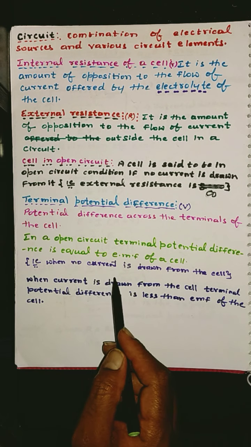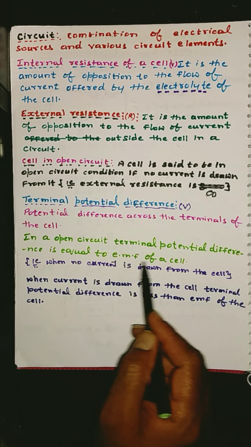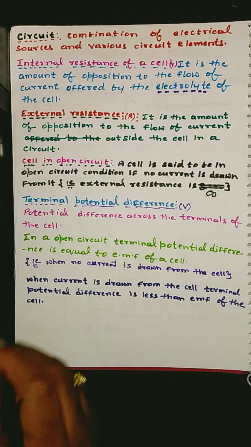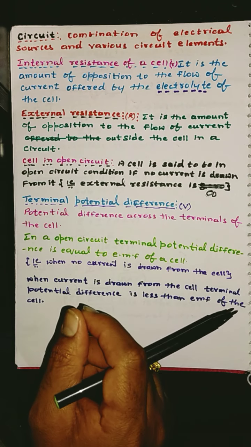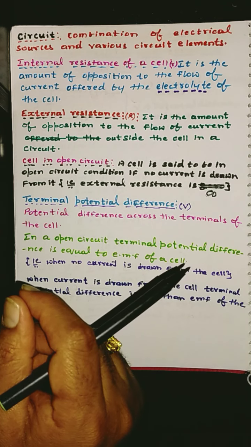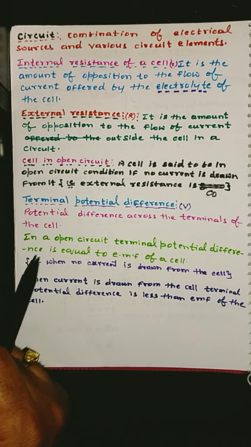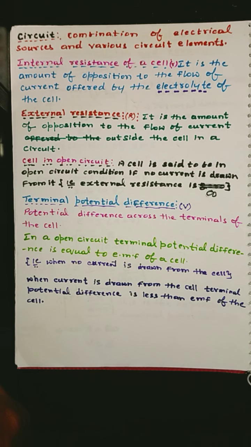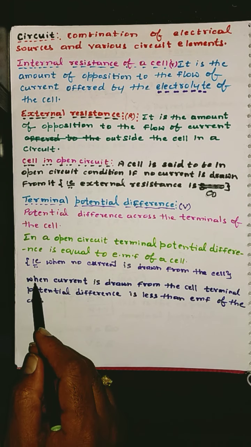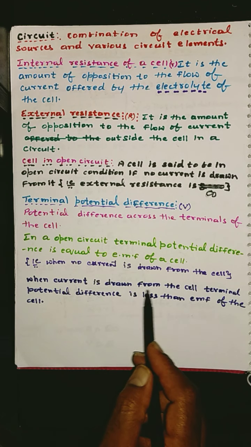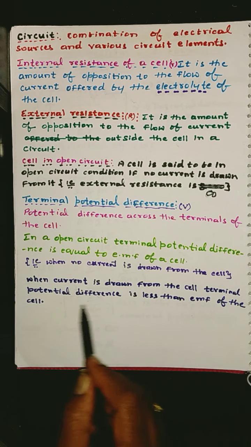So, in an open circuit, terminal potential difference is equal to the EMF of the cell. What happens is, when no current is drawn from the cell, EMF and terminal potential difference will be one and the same because no current is flowing in the circuit. So the terminal potential difference will be the same as the EMF of the cell. Whereas when current is drawn from the cell, terminal potential difference is less than the EMF of the cell.